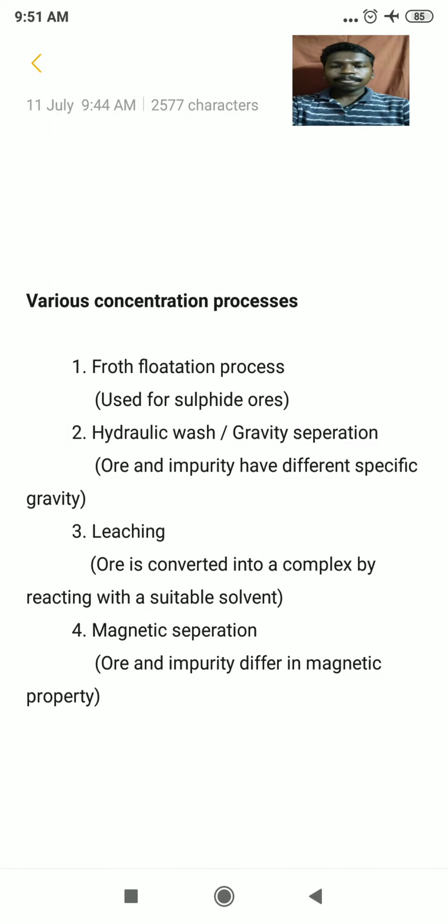Good morning, students. We have been discussing the various methods of concentration. In the previous classes we have seen two different concentration processes. One of those processes is froth flotation, whereas the other one is leaching. Today we are going to see the third method of concentrating an ore, which is called hydraulic wash.